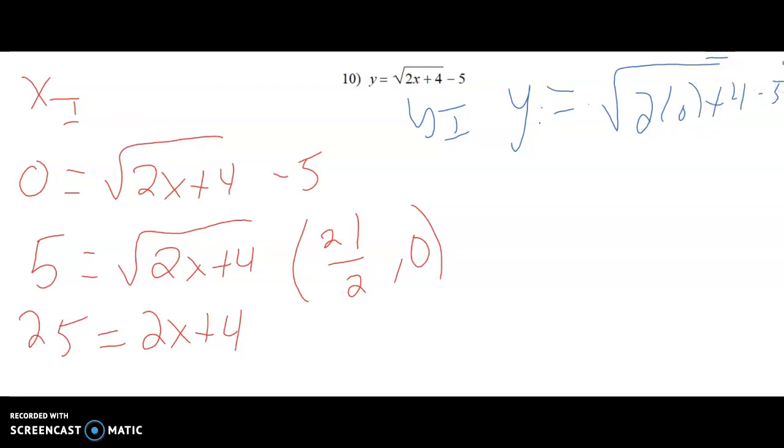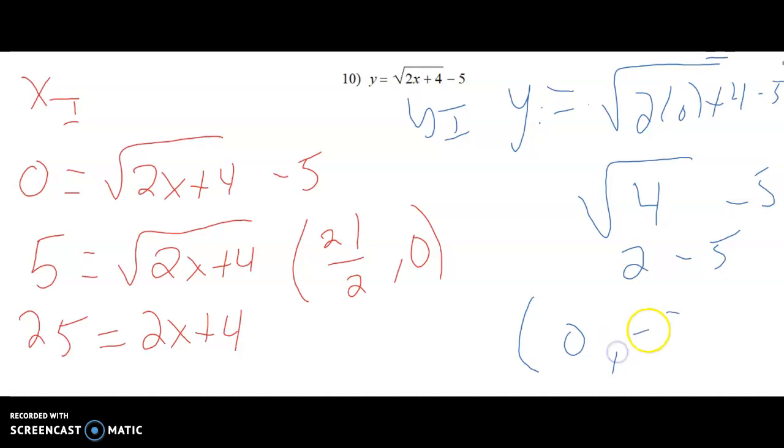Okay, my y-intercept. Some students get a little bit tripped up here. 2 times 0 is 0, so that's just 0, which leaves me the square root of 4. That's 2 minus 5, that's negative 3, so 0, negative 3.